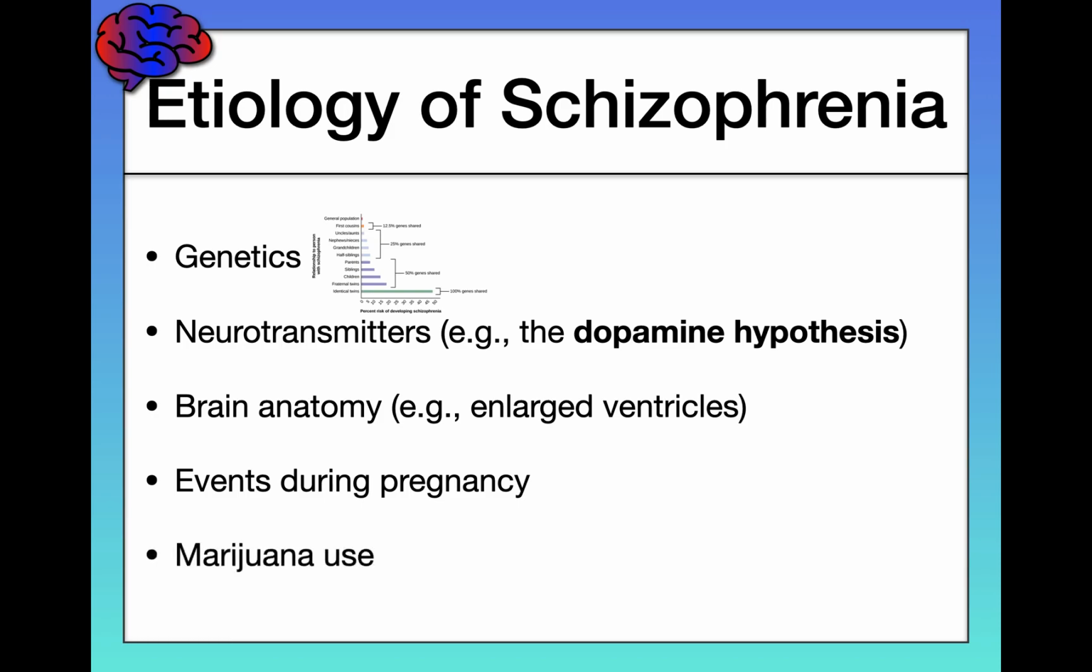And finally, there's some evidence to suggest that marijuana usage is associated with schizophrenia as well, and longitudinal studies suggest that this is a causal and not just a correlational influence.